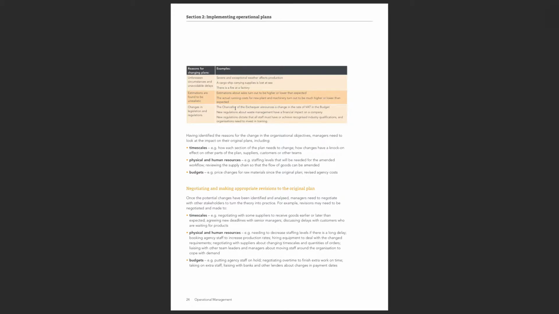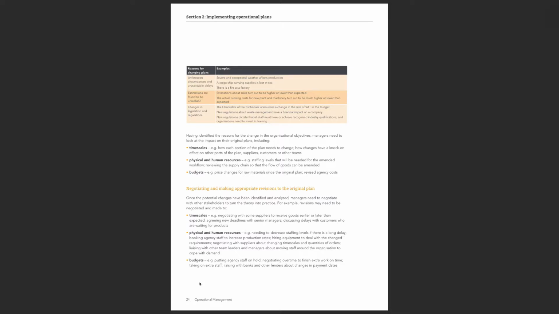Once the potential changes have been identified and analyzed, then you have to refer back to the first steps when we analyze the timescales. For example, for new suppliers or staff, physical and human resources, you might need to decrease staffing levels if there is a long delay, or hire new equipment to deal with the changed requirements. And finally, budgets, negotiating overtime to finish extra work on time.